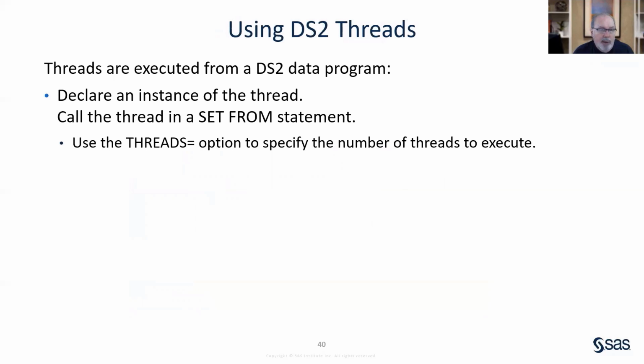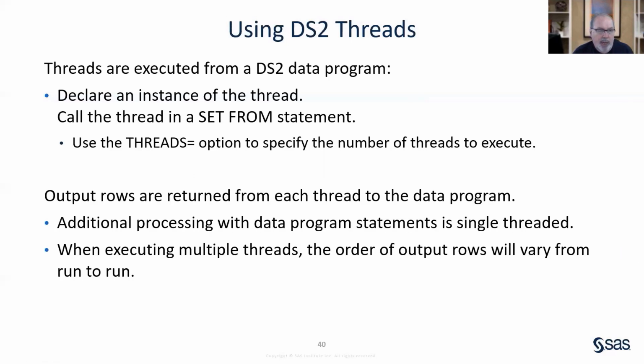Now, when we run the thread program, it stores the thread in a SAS library, much like the package program did. So the question is then, how do we get the thread to execute? We do this with a simple DS2 data program that declares an instance of that thread and then executes multiple copies using a set from statement. Now, while we're threading on the compute server, we'll use the THREADS= option to specify the number of threads to execute. Then the threads execute, and as each thread processes a row, it returns that data to the data program. And the data program controls the process of writing the rows to the result set.